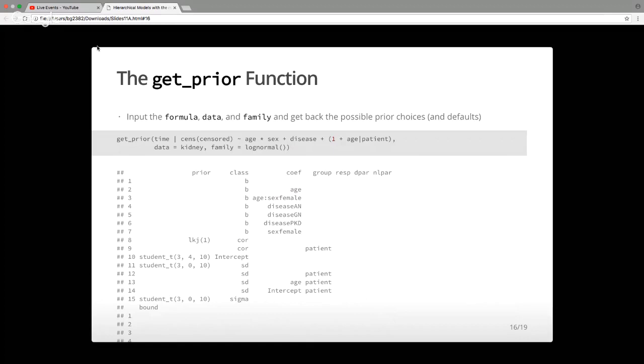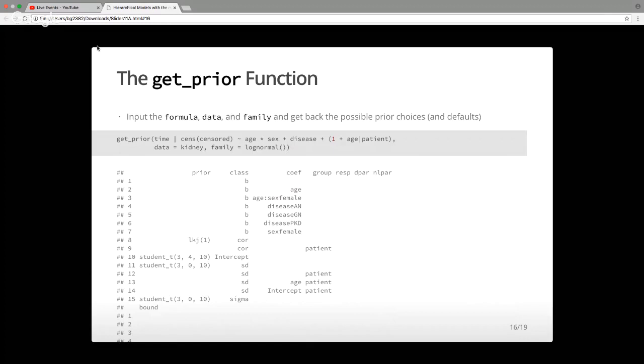So here we have a log normal likelihood, some sort of a duration model. We have a binary variable indicating whether the events are censored. And then we have all sorts of characteristics about the patient, including allowing the intercept and the coefficient on age to vary from one patient to the next. But if we call the get_prior function, it spits out a printout of what priors would be used by default. You can save that, modify it, customize it however you want.